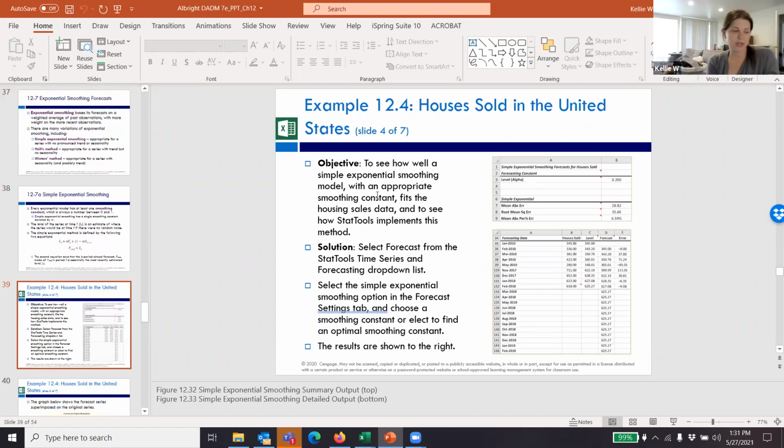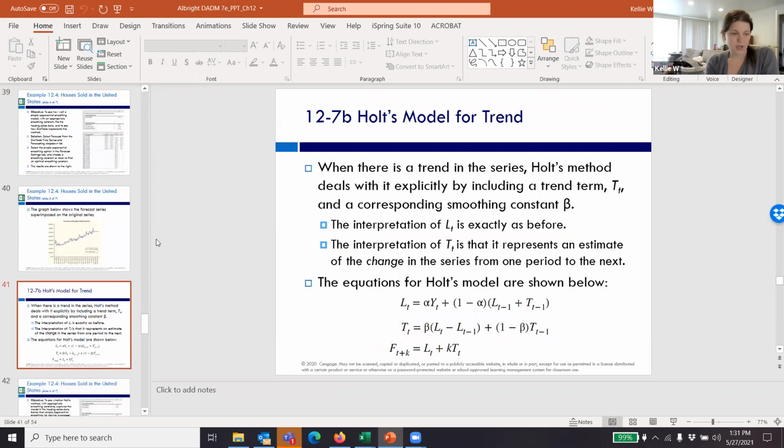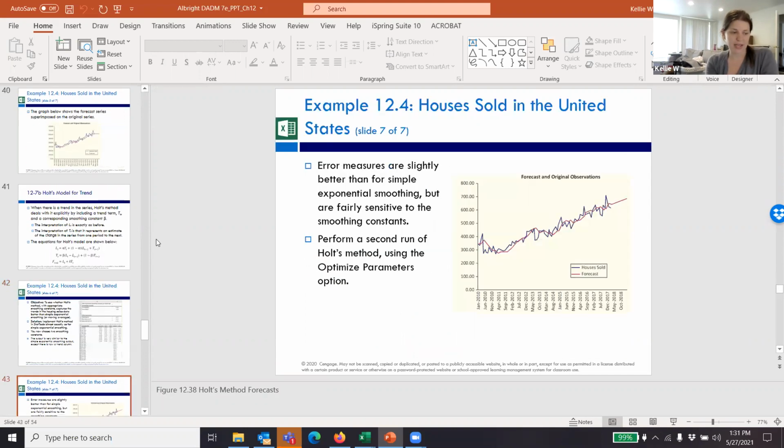The directions are here, but this is what the forecast series looks like if we superimpose it on the original. So the red is the forecast and the blue is the houses sold. When there's a trend in the series, Holt's method has a way of mathematically dealing with it that adds some extra terms. That's all you need to know about that.